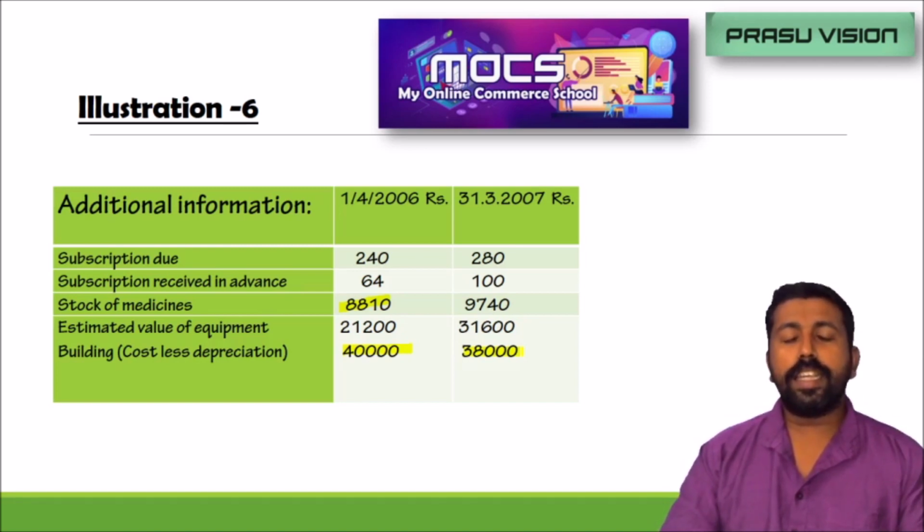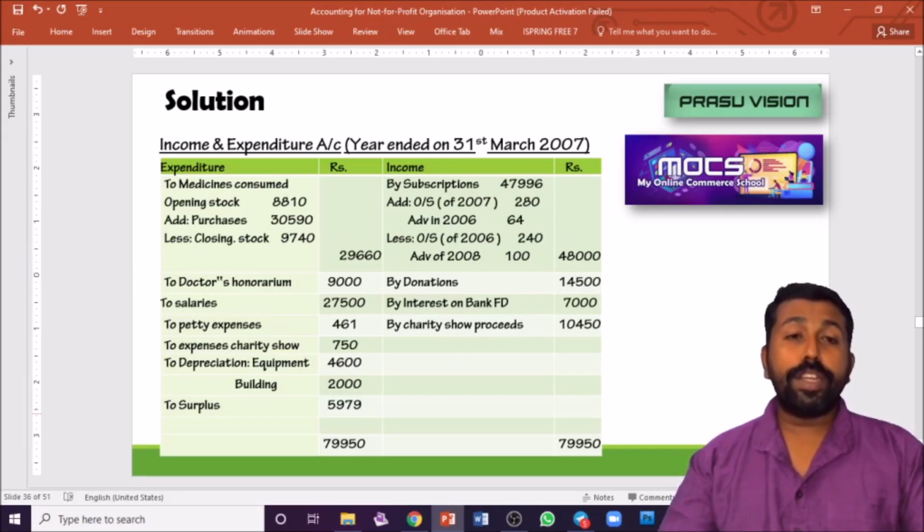Please look at the income and expenditure account, and how we have transferred and adjusted all these items into it. Every time, please note the question, then move to the solution. First of all, you have to try the question. If you are not getting it, please watch the video and solve. My dear students, please look at the solution. Here, the items are recorded as per my instruction.